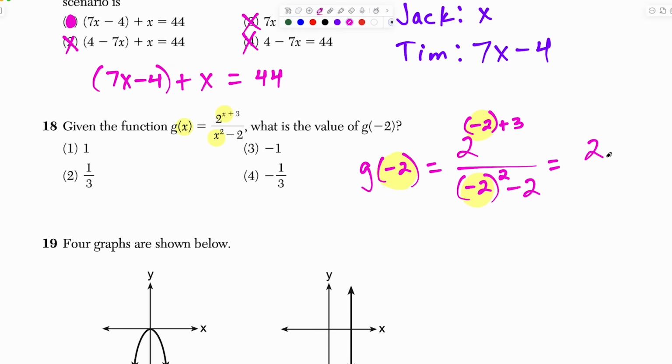So this is going to be 2 to the negative 2 plus 3 is 1. And then when I have parentheses negative 2 squared, that gives me 4. And then I have 4 minus 2. So now g of negative 2, I could say is 2 over 4 minus 2 is 2. And 2 divided by 2 is equal to 1. So choice 1 is our answer.